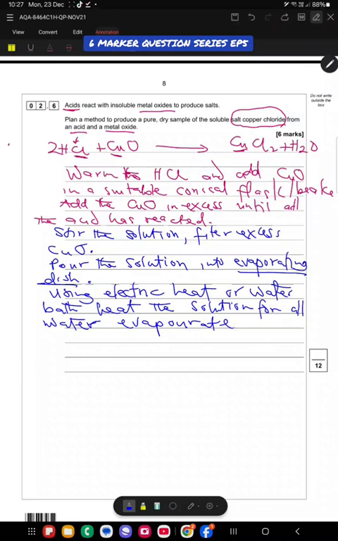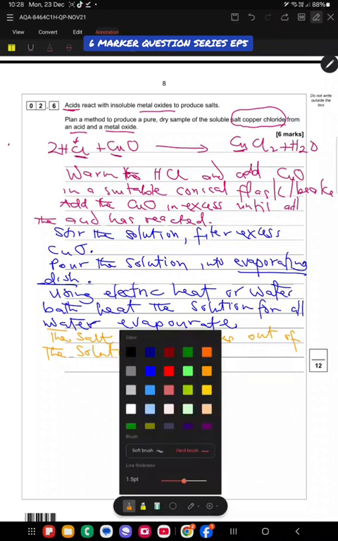So what do we do to conclude? As the water evaporates, what happens? We're going to have the salt crystallize. The salt crystallizes out of the solution. All right, so that's what has been expected.